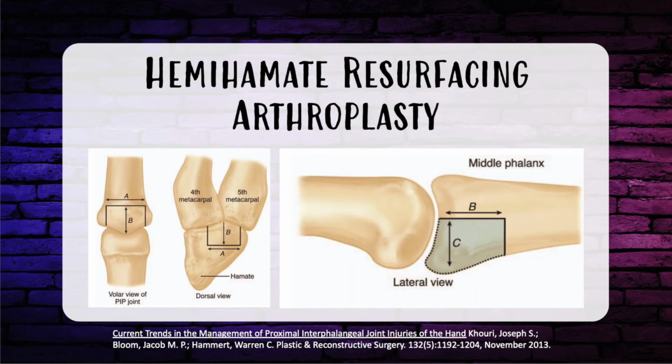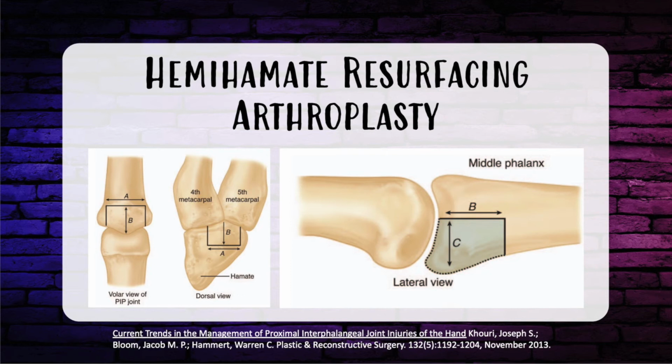What about a hemi-hamate resurfacing arthroplasty? Hemi-hamate resurfacing arthroplasty is useful for unstable dorsal fracture dislocations in which open reduction internal fixation is not feasible. The goal is to restore the volar base of the middle phalanx using the dorsal distal hamate. After exposing the joint through a volar shotgun approach, you can look that up. I think there's a good picture that we'll include.